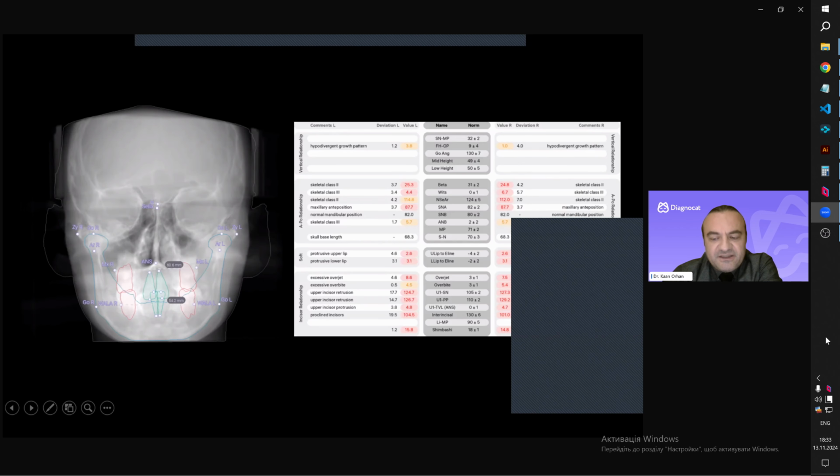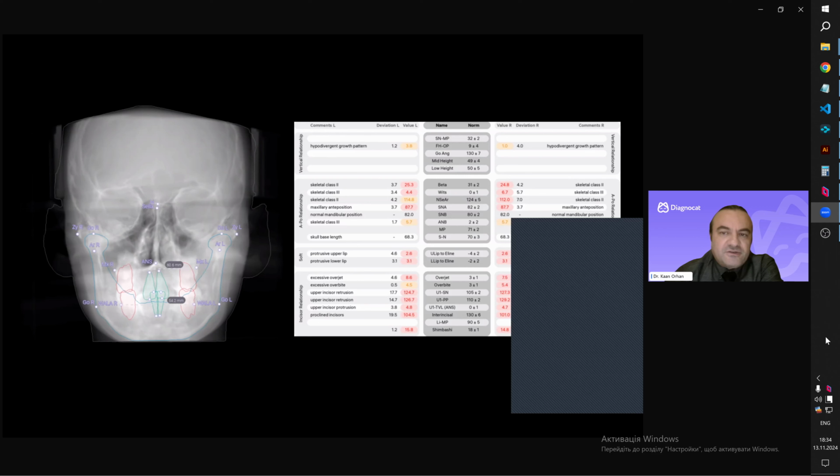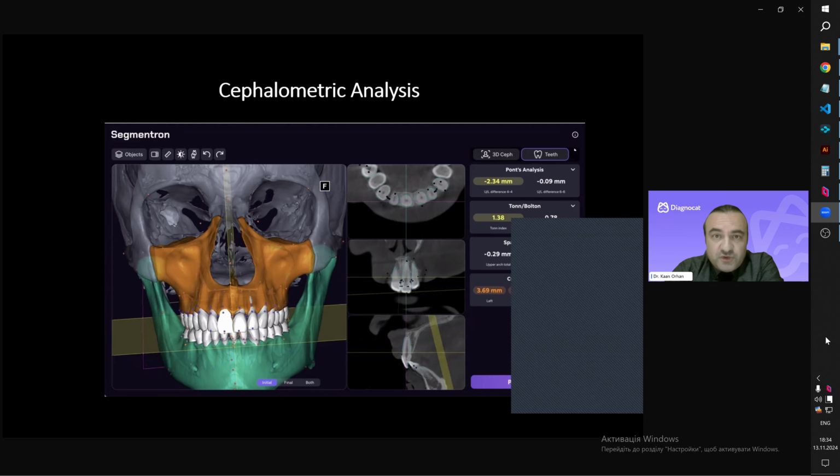Not just from the sagittal, but from the anterior as well. So we can see whether it's skeletal class 1, 2, 3, maxillary anterior position, protrusive, and so on. It is automatically done by DiagnoCat, not just from the 2D, but from the 3D imaging as well.